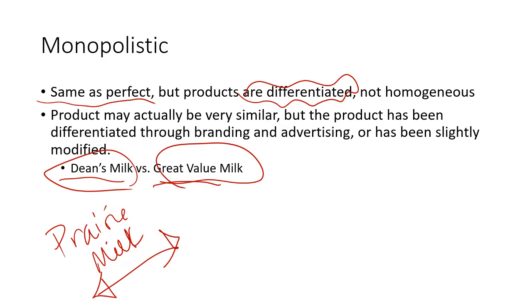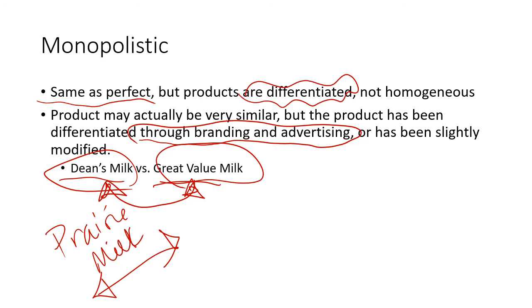Again, I said before, milk is milk, and these actually are two homogeneous products, but some people are paying for the label or the advertising or the feel-goodness that comes along with buying name brand milk. So Dean's and Prairie Farms have successfully branded or advertised their product to set it apart from the product itself.